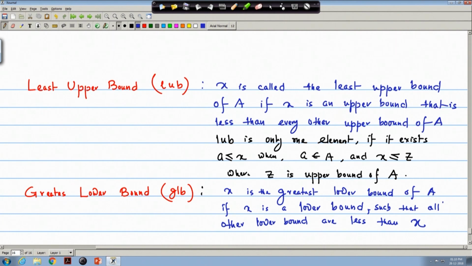And I can write in this way simply that Y is the GLB, greatest lower bound, if Z is less than Y, and Z is a lower bound of A.